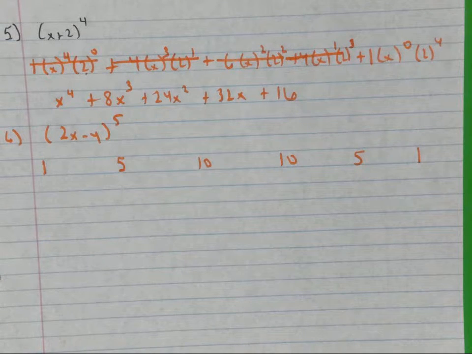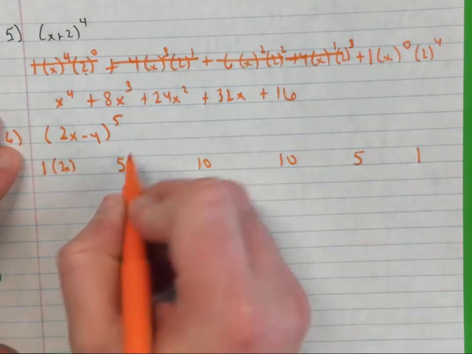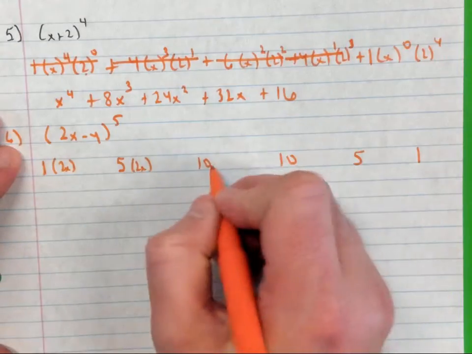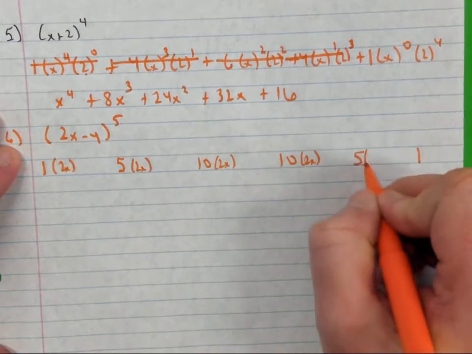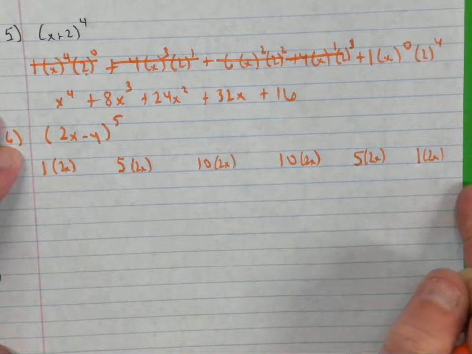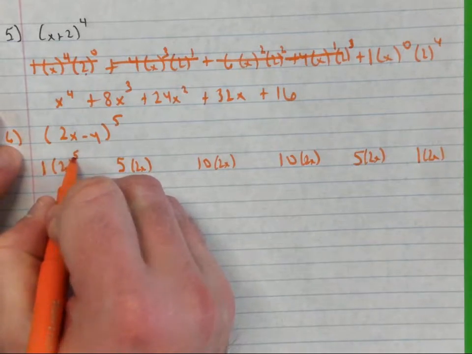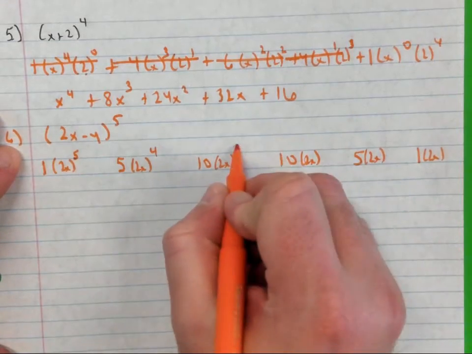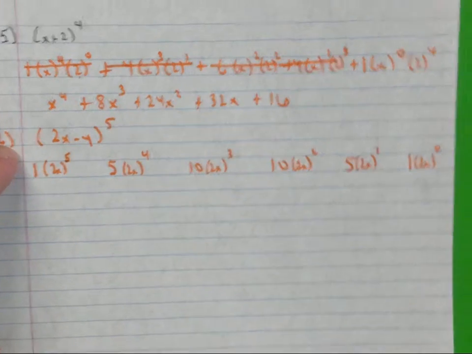What term do I go for first? 2x. It's a positive 2x. So I'm going to put 2x here, 2x here, 2x here. Am I descending the power or ascending? So this is going to be to the what right here? Fifth, and then what? And so forth. All the way down to 0.